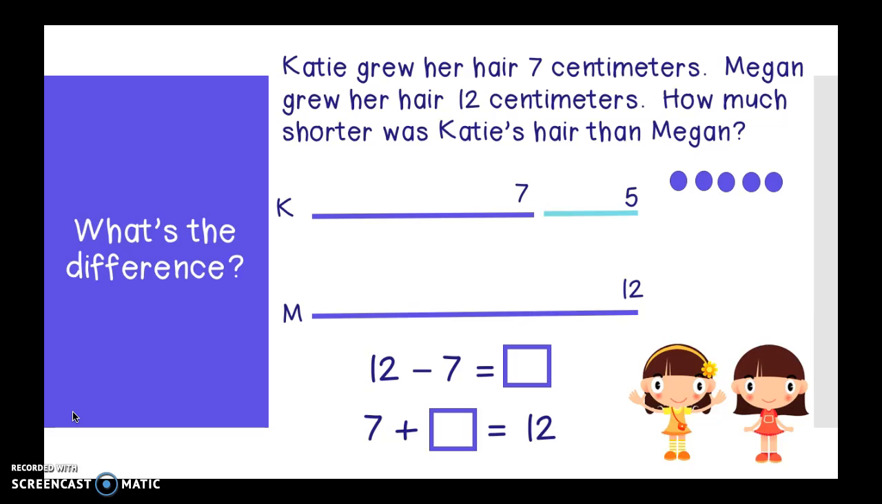That means if I were to put 7 and 5 together, it would equal the whole amount of 12. See how I took two different things and made them the same? Because I just found out how they were different. So that means 12 minus 7 is 5, and 7 plus 5 is 12.